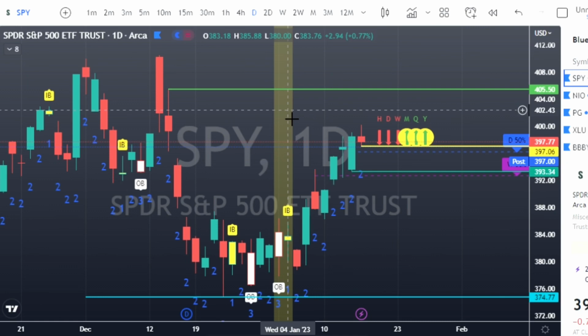Guys, that's the video. Make sure you stay tuned. Look at that time frame continuity video. Look at the gap video if you don't know how to play the gaps.